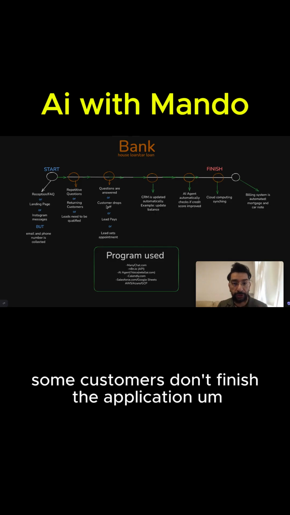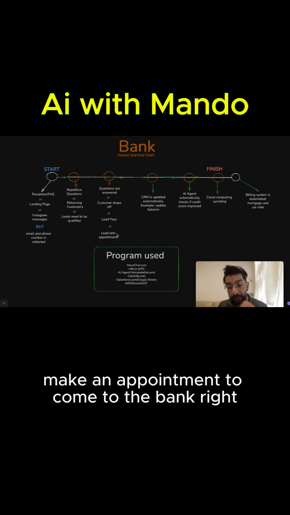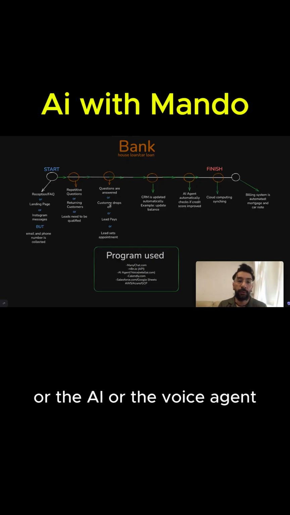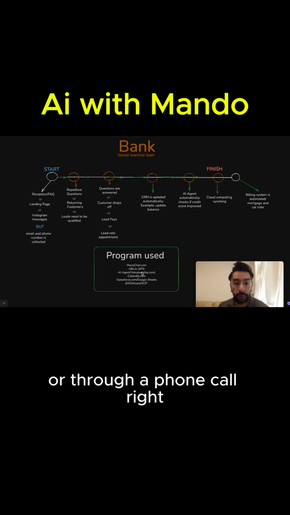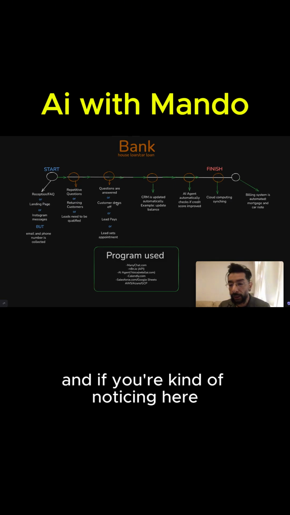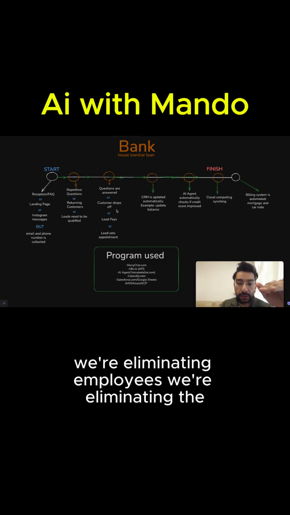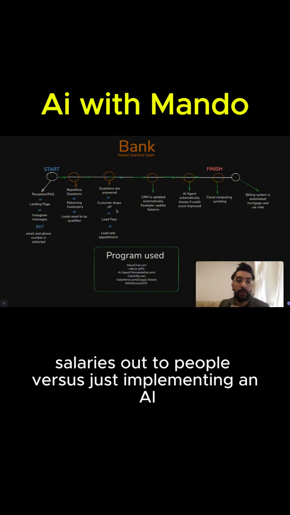Some customers don't finish the application. Some customers make a deposit, or some customers make an appointment to come to the bank, right? So all of this is handled by the chatbot or the AI or the voice agent. So it depends how your customer is communicating through your website or through a phone call, right? And if you're noticing here, we're eliminating humans, we're eliminating employees, we're eliminating the bank or the business from having to pay salaries out to people versus just implementing an AI system, right?